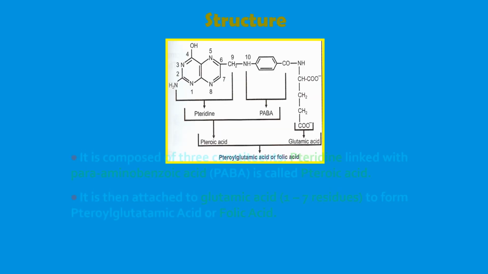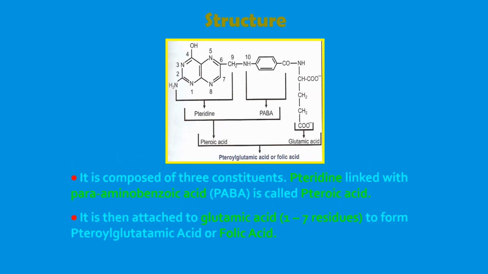Let's look at folic acid. Folic acid is one of the B vitamins, and why I put folic acid and cobalamin separately from the other B vitamins is because the other B vitamins we have seen are very important for production of energy. However, these two, folic acid and cobalamin, play important roles in hematopoiesis.